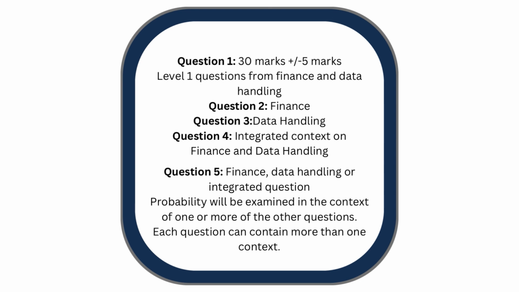Question 2 is finance, question 3 is data handling, and question 4 is integrated context on finance and data handling, including growth charts that assess the application of measures of speed in data handling. Question 5 is finance, data handling, or integrated questions. Probability will be examined in the context of one or more of the questions. Each question can contain more than one context. So that is for paper 1.